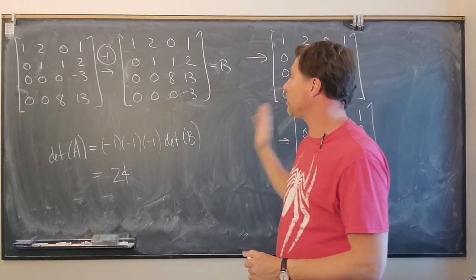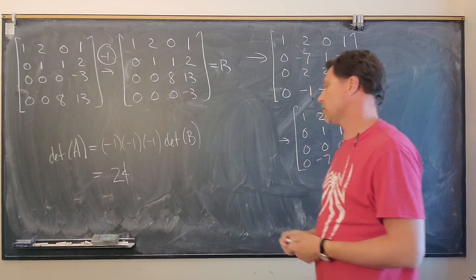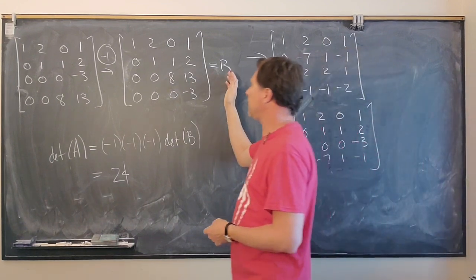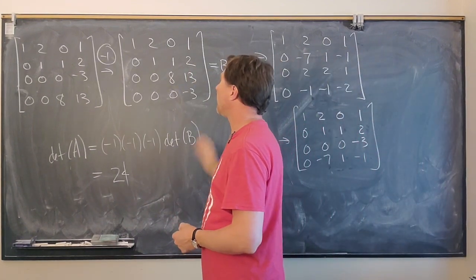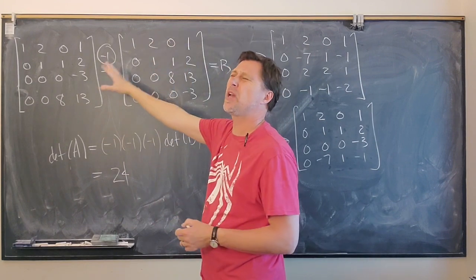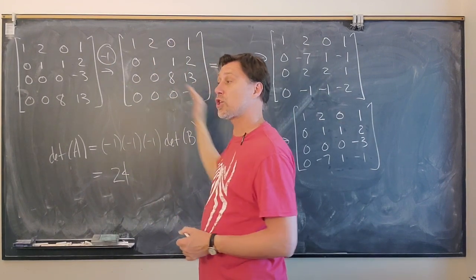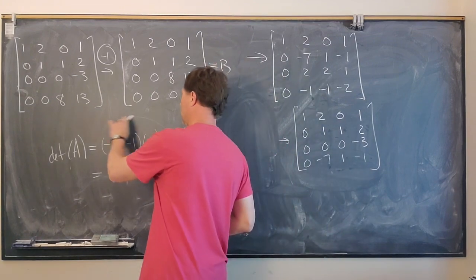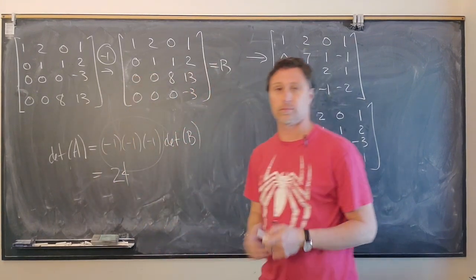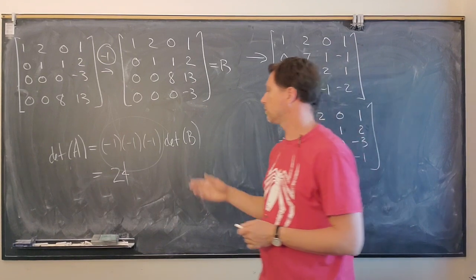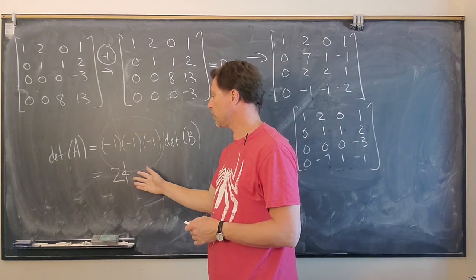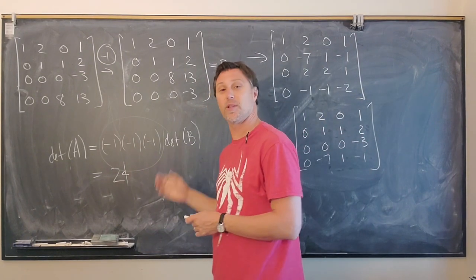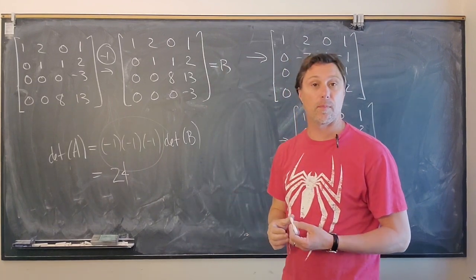By making use of elementary row operations, we started off with A, we arrived at this matrix B, whose determinant is very easy to compute. By keeping track of the effects, we were able to compute the determinant of A by computing the determinant of B. All right, that's enough for today.